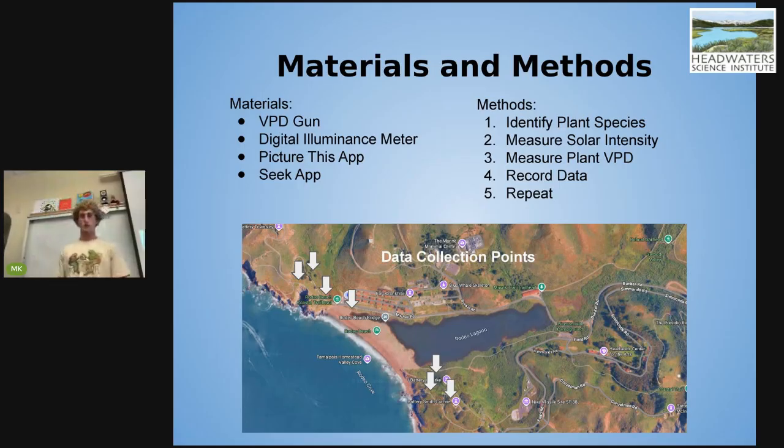So for our methods, we would first use the Picture This and Seek apps to identify a plant species. Next, we would measure the solar intensity using the digital luminance meter, and then find plant VPD with the plant VPD gun. Next, we would record all this data down, including all the temperature, humidity, and ambient vapor pressure data, just for consistency. And then we would repeat with another plant species or in a different location. And these are all 7 of our locations that we measured.